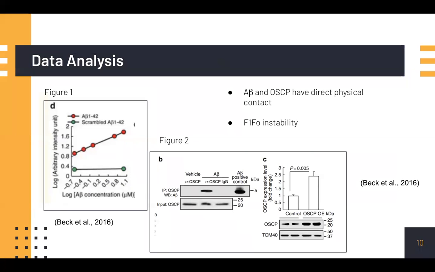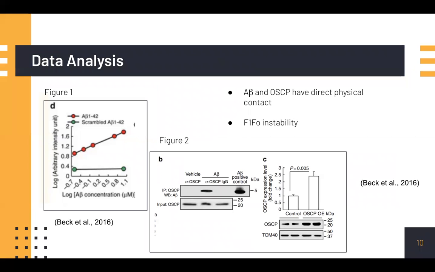So this paper also shows how OSCP interacts directly with amyloid beta. They discovered OSCP amyloid beta bindings in Alzheimer's disease and MCI brains, but not in non-Alzheimer's diseased brains. They also discovered a specificity of OSCP amyloid beta binding, where they had dose-dependent binding, shown by the linear relationship depicted in the left image.